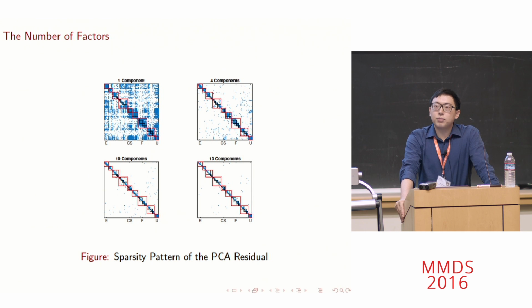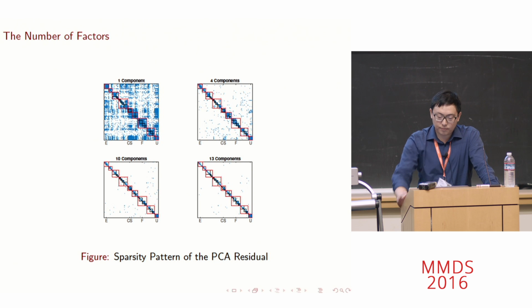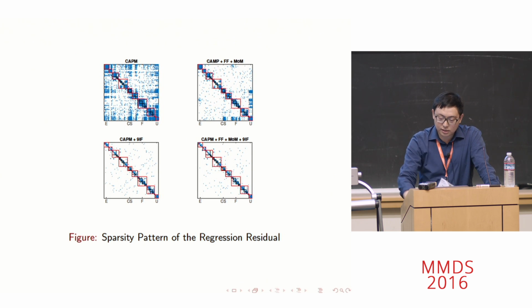This is the same plot that I showed you before, but this time I do it for PCA components. If I use one component, the residual covariance matrix is a mess. But once I increase the principal components that I'm using to explain the factors, the residual covariance matrix becomes closer to the block diagonal structure, the assumption that we made before. And as a comparison, this is the result for the observable factors, which actually do a pretty good job as well.